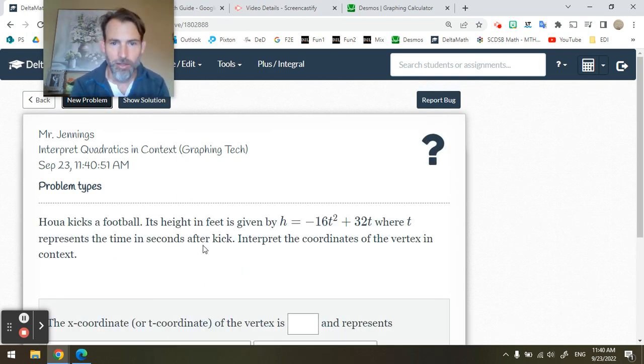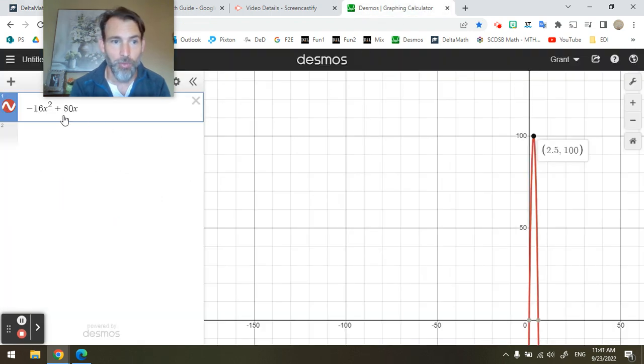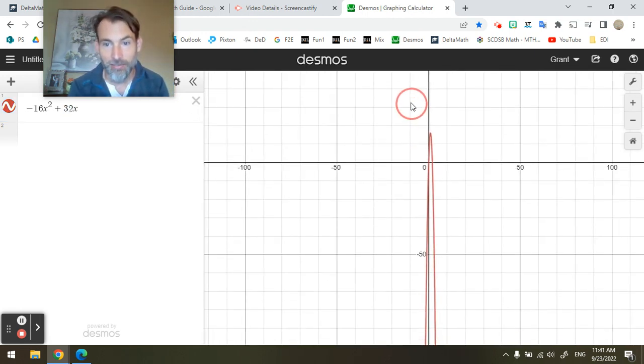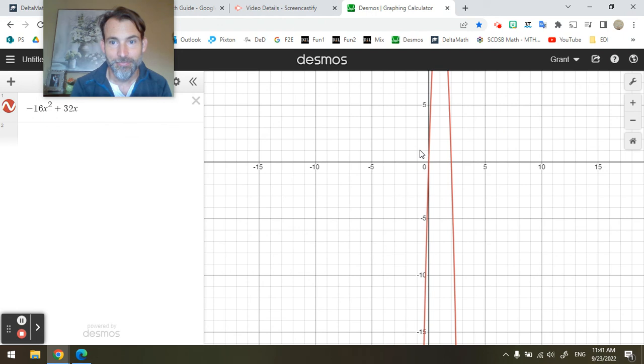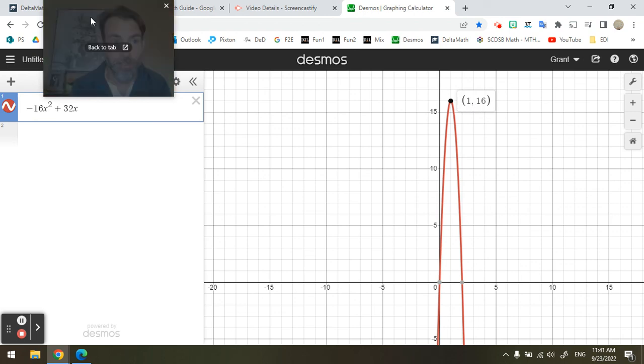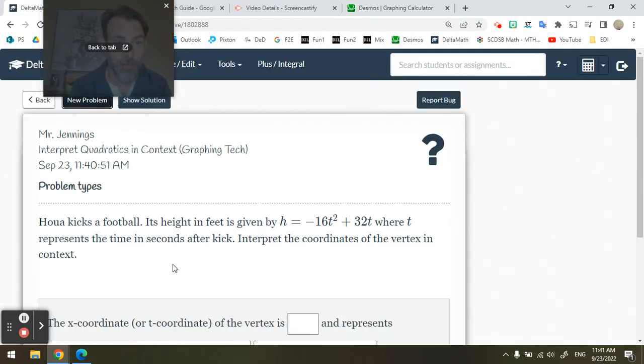Hua kicks it. Oh, they're all kicking footballs. This one isn't going to go so high. Interpret the coordinates of the vertex in context, okay? Well, we've already got that mostly written down here. We just need to change this to 32. She does not kick it nearly as high. So let's see. Its maximum height is 16, after 1 second. Let's see what they want to know.